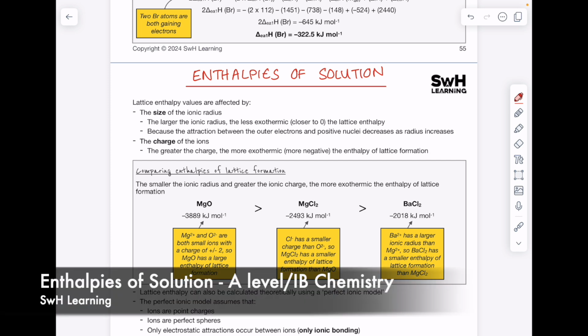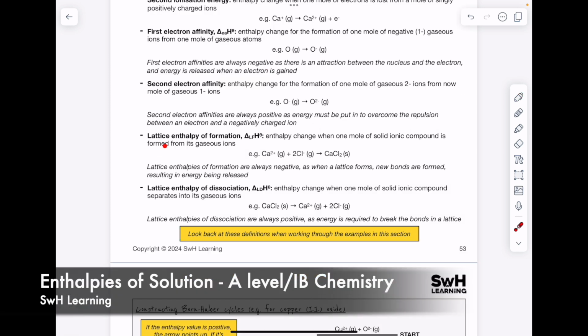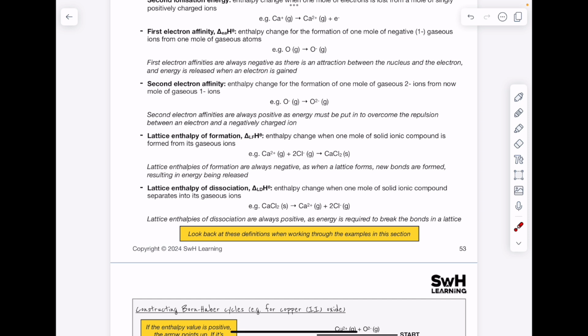Right, moving on to enthalpies of solution. Just remind ourselves that the lattice enthalpy of formation is the enthalpy change when 1 mole of a solid ionic compound is formed from its gaseous ions, and here's an example equation right here. The lattice enthalpies of formation are always negative because when a lattice forms, new bonds are formed, resulting in energy being released, so an exothermic reaction.